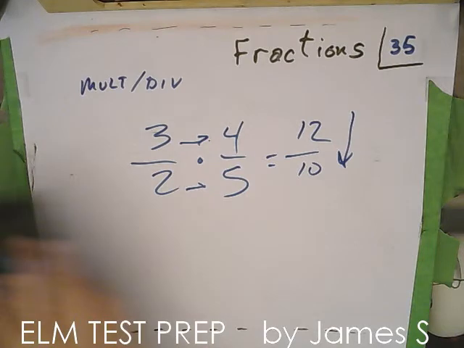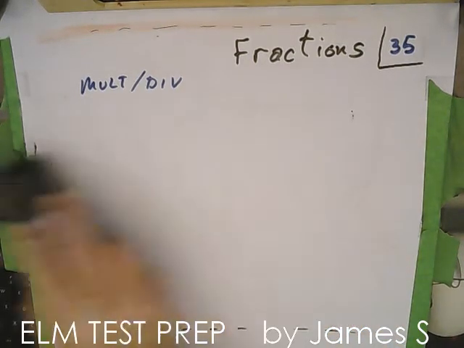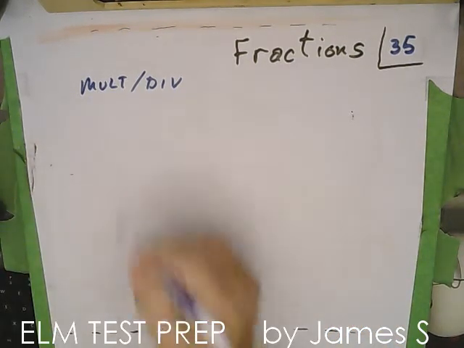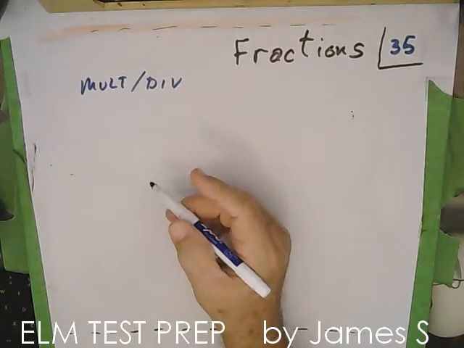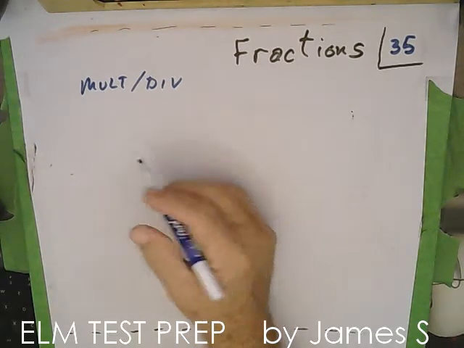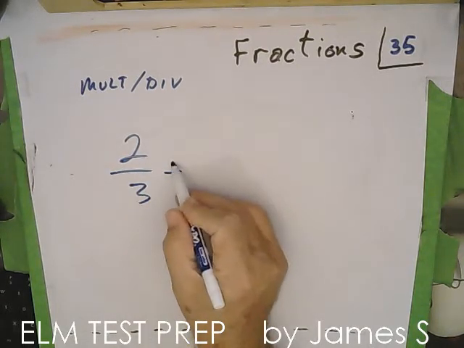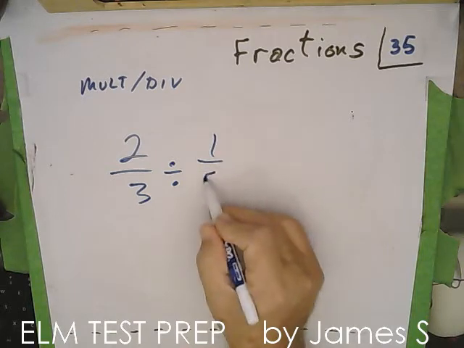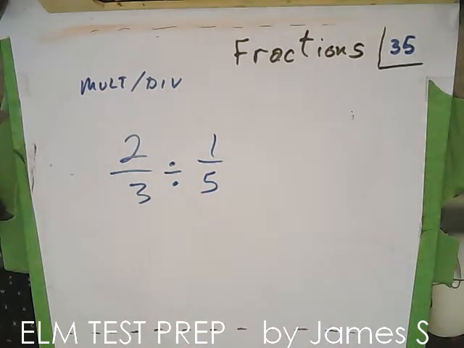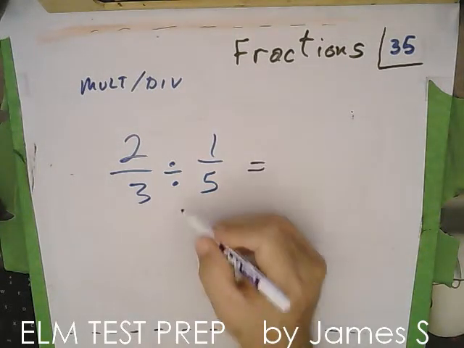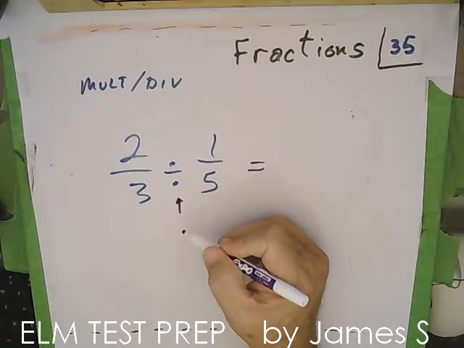Okay. But let's look at something that's a little more complicated. And let's look at dividing fractions first. I don't think I talked about that. If I have 2/3 divided by 1/5, well, I'm not sure how to divide 2/3 by 1/5 right off the bat. So something has to happen here, and there's where it's going to happen.